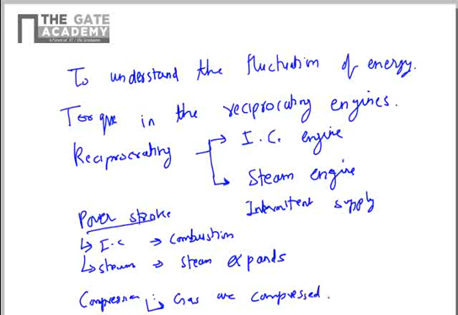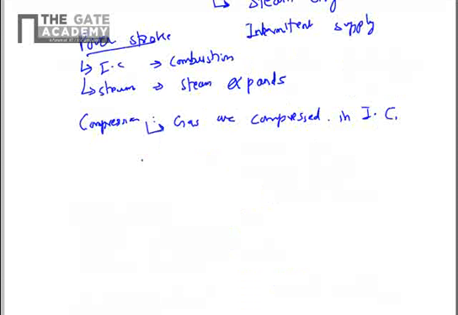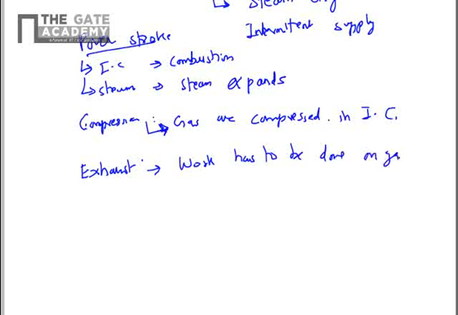So during the power stroke, power is produced, while in the compression stroke, gases are compressed in an IC engine. For the steam engine, it is somewhat different, which I'll illustrate shortly. And then we have the third stroke, which is the exhaust stroke and the intake stroke. So during the exhaust stroke, work has to be done on gases to expel them out of the cylinder.